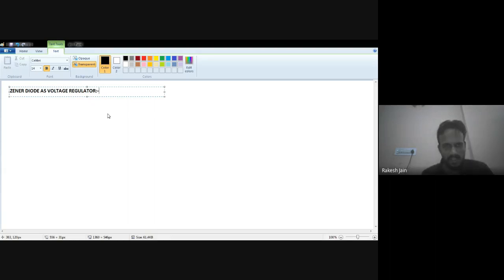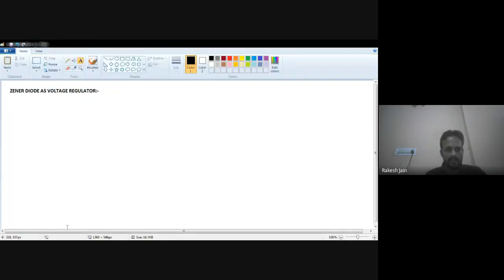Just as after the PN junction diode, I taught you about rectifier circuitry, because rectification is the main application of the PN junction diode. Now, the main application of the Zener diode is as a voltage regulator.